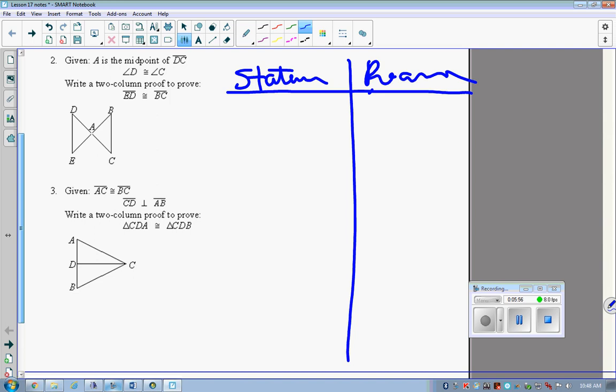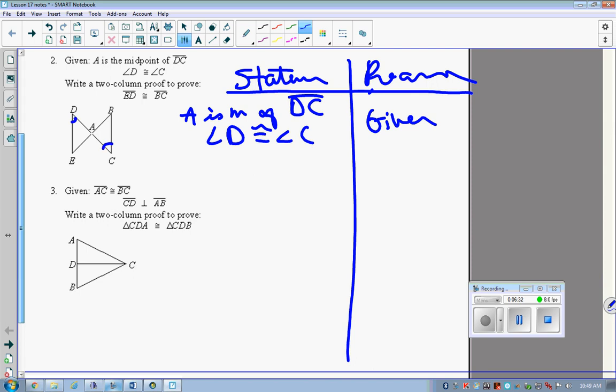Okay, you can't tell it's spelled wrong if you scribble it. All right, given: A is the midpoint of segment DC. Angle D is congruent to angle C. Given. You should probably write given twice, but I'm just going to write given once. So A is a midpoint of DC, and angle D is congruent to angle C.